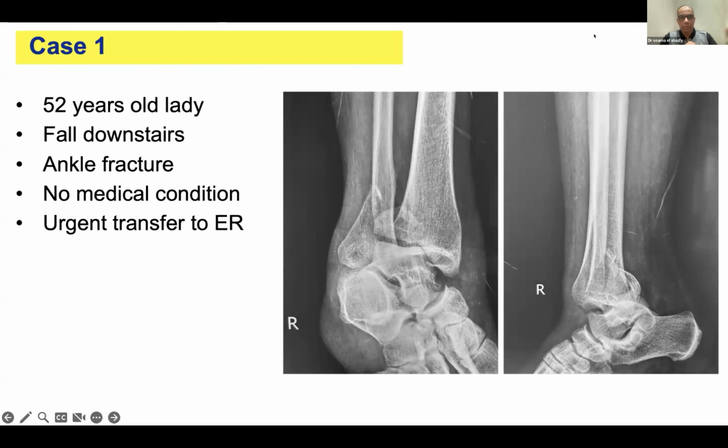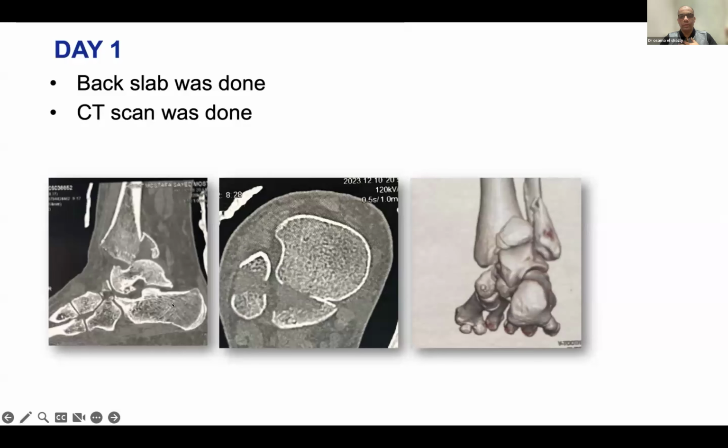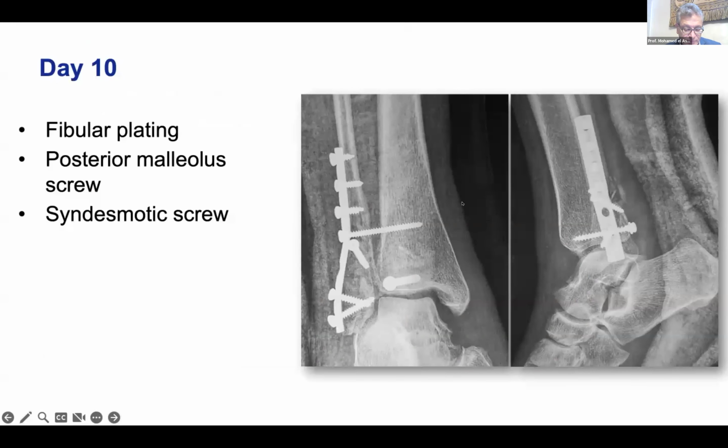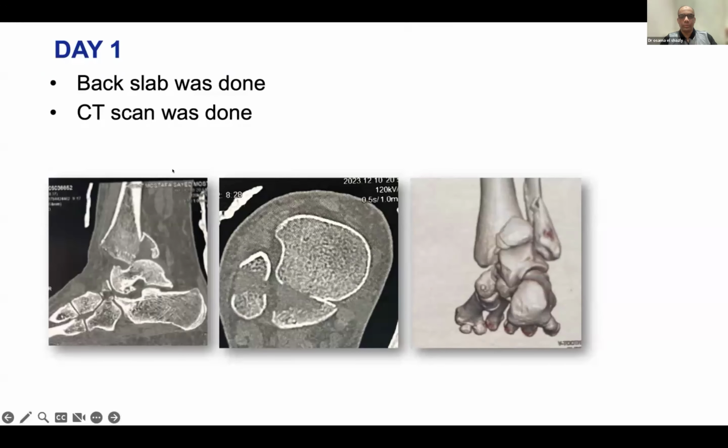She is a 52-year-old lady. She fell downstairs. She had an ankle fracture, no medical conditions, and she was transferred urgently to the ER. A back slab was done for the patient. A CT scan was done and showed this fracture. So my question to our valuable participants, what would you do for this case? It's a trimalleolar fracture. I will show you the X-ray again.